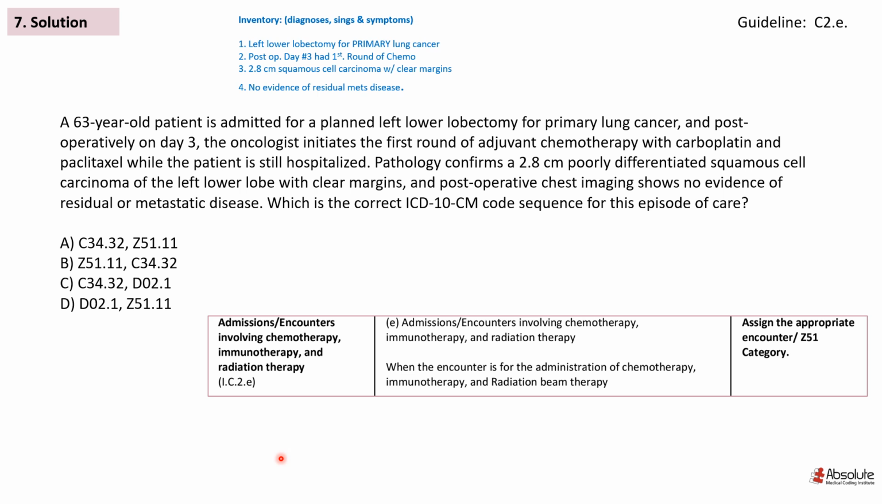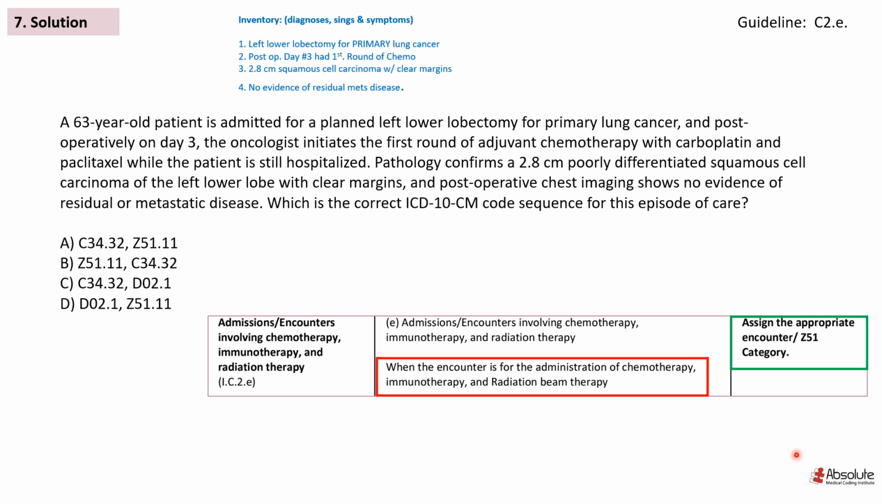And this guideline states that you assign the appropriate encounter Z51 category code if the admission or encounter is involving chemotherapy, immunotherapy, and radiation beam therapy. But this isn't the sole purpose of our encounter. The main purpose of our encounter is the lobectomy, and then they just received the chemotherapy. So we're going to sequence according to the RFE, which is the lobectomy.